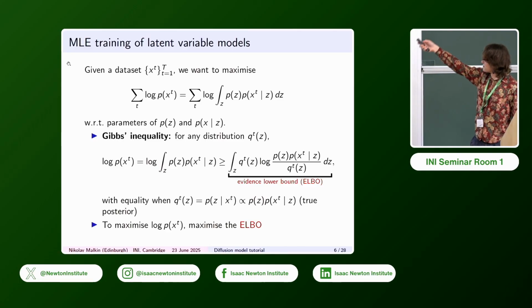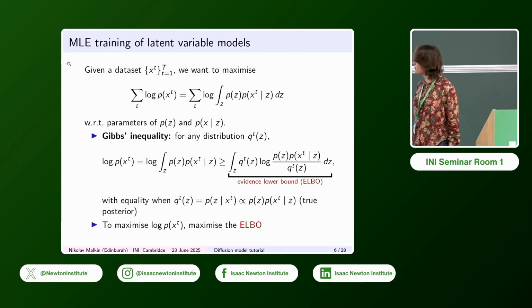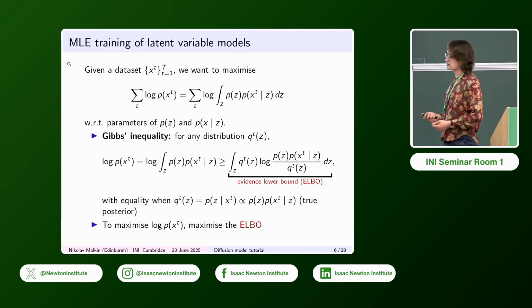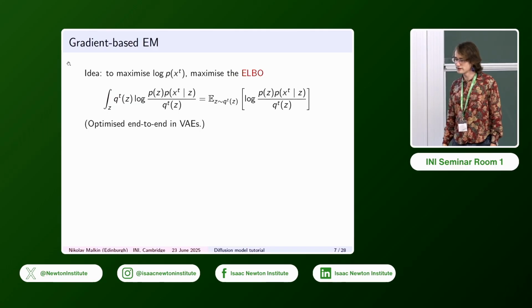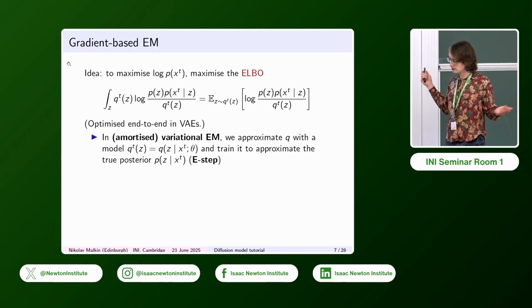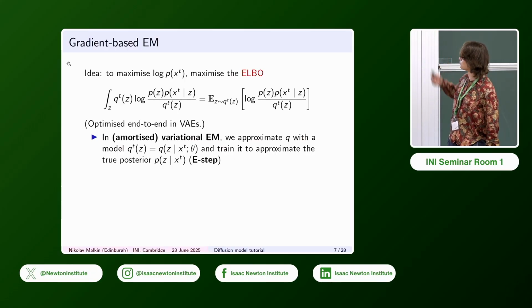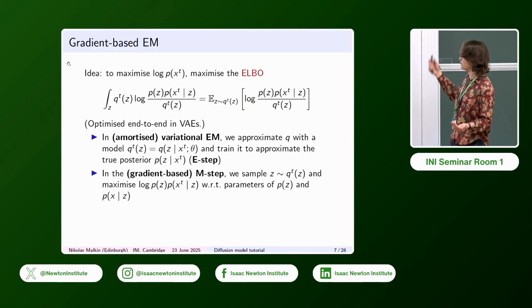So we have to optimize this thing, and we can do it with respect to both Q, the approximate posterior, and P, the generative model. So this leads to the EM algorithm, expectation maximization. We have that expression, the ELBO, which we aim to maximize. So we approximate Q with a model, or we store it as a table if the model is simple enough. And we train Q to approximate the posterior in some way. And that's the E step, expectation.